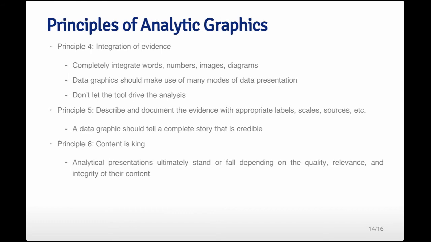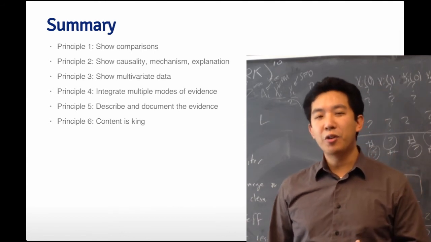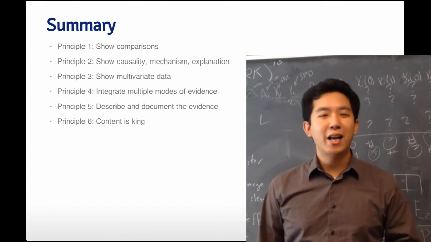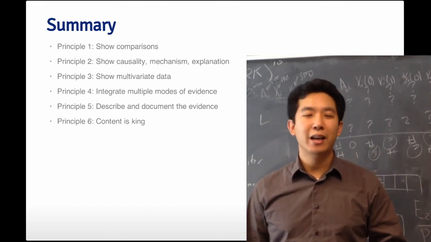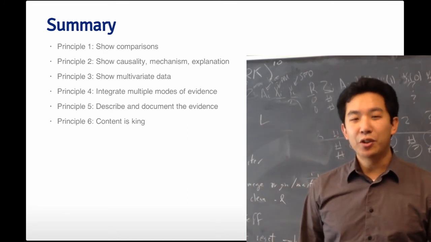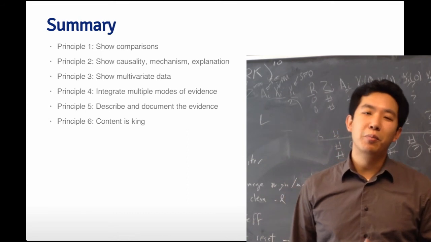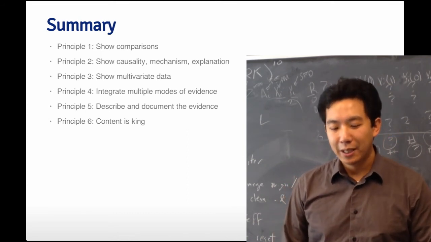So just to quickly summarize, the six basic principles are: first, show comparisons. Always show something relative to something else. Second, show causality or mechanism, or at least try to explain how the system is working, how the world is working, at least according to your ideas. The third is to show multivariate data. Always try to show more than two variables because the world is complex and involves many variables.